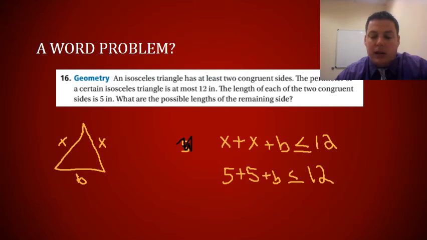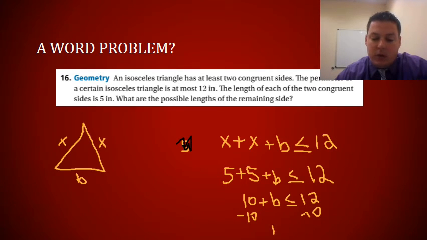What are the possible lengths of the remaining sides? So now we're going to find B. We have 10 plus B is less than or equal to 12. We want to subtract this 10 from both sides to isolate the variable. We're left with B is less than or equal to 2. So this bottom side has to be less than or equal to 2 inches.